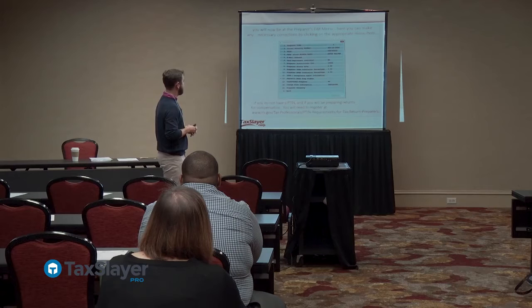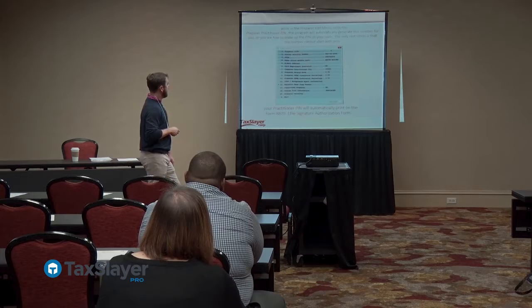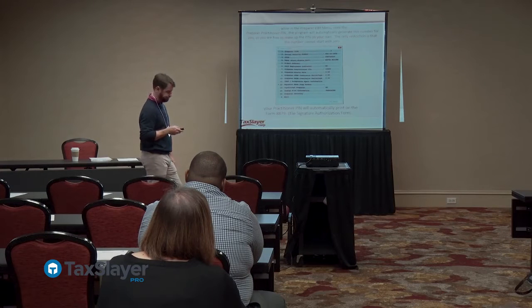Now you will be at the Preparer Edit menu. Okay, here you can make any necessary corrections by clicking on the appropriate menu item. If you don't have a PTIN, you will need one if you're preparing returns for compensation. You will need to register for one at irs.gov, in the tax professionals PTIN section. Okay. While in the Preparer Edit menu, note that for the Preparer Practitioner PIN, the program will automatically generate this number for you. Okay? Your practitioner PIN will automatically print on the 8879. And there it is.